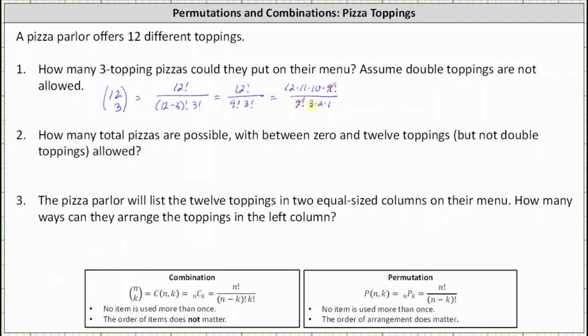From here, notice 3 times 2 is equal to 6. 6 and 12 share a common factor of 6. The 6 in the denominator simplifies to 1, and the 12 simplifies to 2, since 12 is equal to 2 times 6. This leaves us with 2 times 11 times 10, which is equal to 220. There are 220 possible 3-topping pizzas.